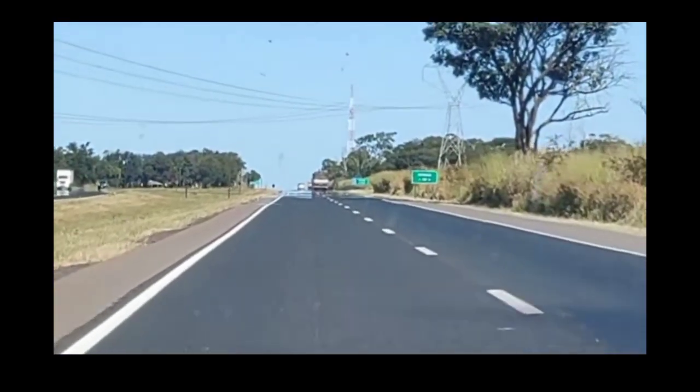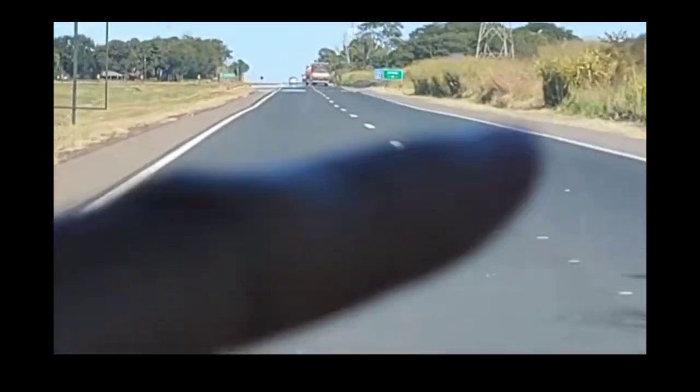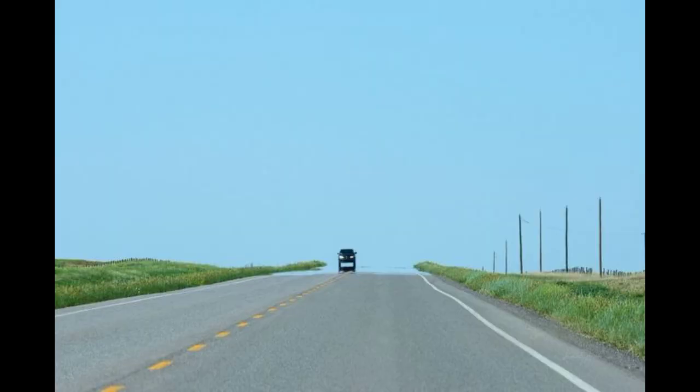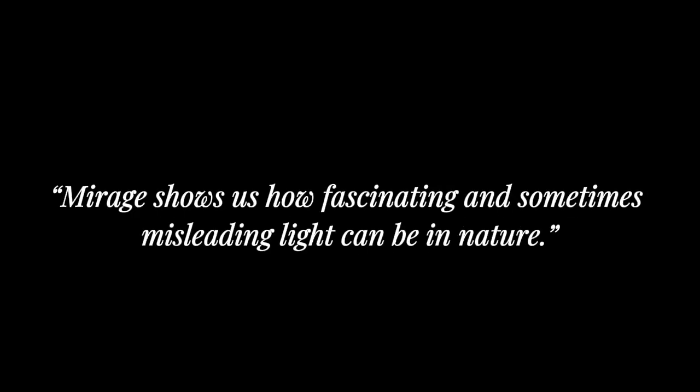In conclusion, a mirage is an optical illusion caused by the bending of light due to the temperature differences in the air. This process, called refraction, can make us see water on roads or objects floating in the distance. Mirage shows us how fascinating and sometimes misleading light can be in nature.